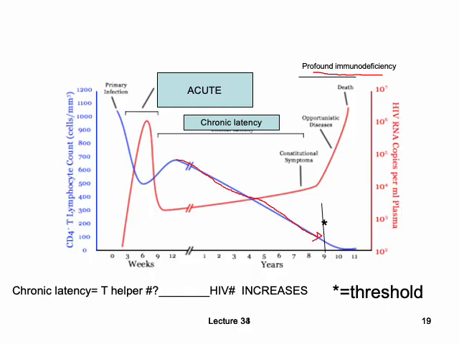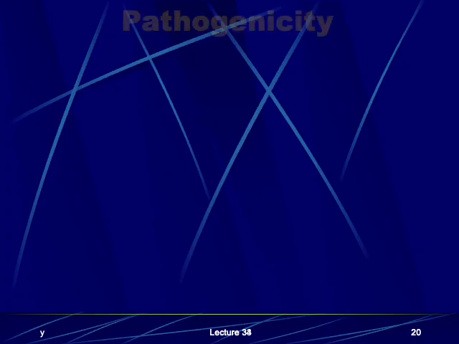So as there's less and less T helpers, one is still feeling pretty good as long as they don't get below that threshold. They're feeling okay. During that same period, HIV is slowly but surely creeping up. Slowly but surely. Okay. And now, once you get to about here, now we're going to start to see symptoms and signs when you think of AIDS.